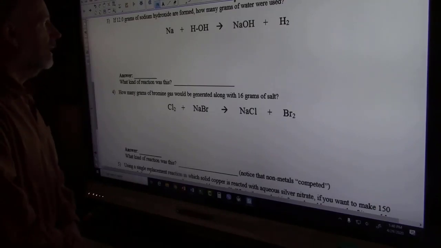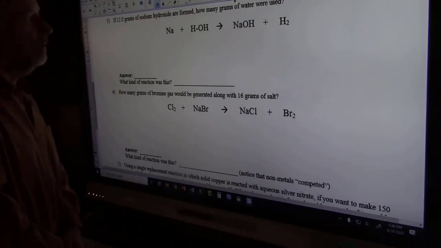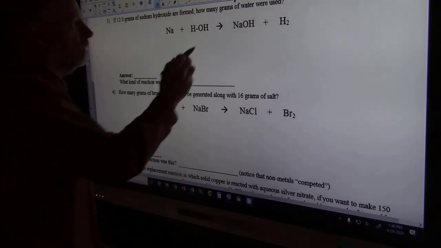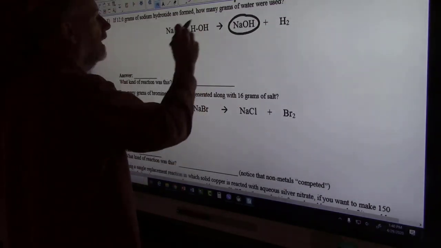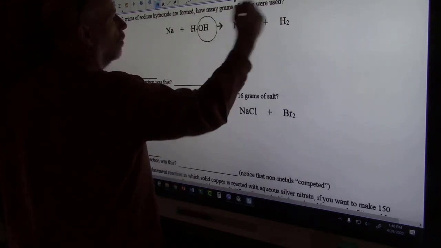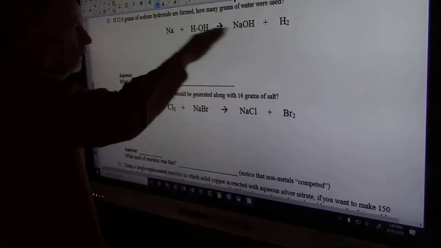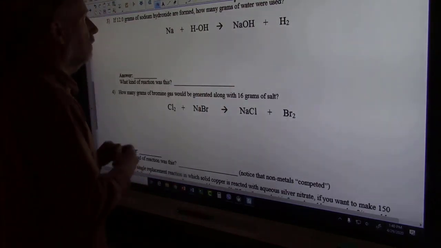12.0 grams of sodium hydroxide are formed. How many grams of water were used? Well, this question is talking about this species and this species. Regardless, we have to set up the equation and balance the whole darn thing.